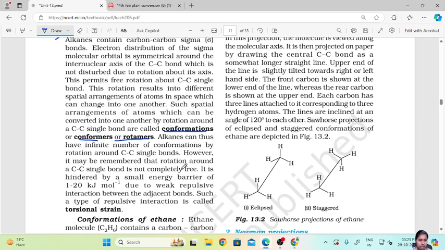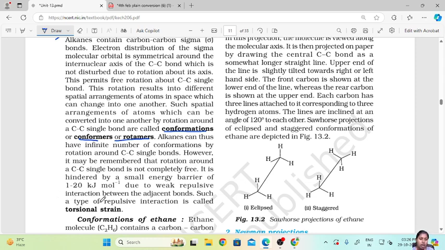Whenever you have a C-C single bond, it is not completely free. It is hindered by a small energy barrier of 1 to 20 kilojoules per mole due to weak repulsive interaction between the adjacent bonds. So whenever you rotate, it is not like it is smoothly rotating. There is certain repulsion which is faced, and that repulsion is 1 to 20 kilojoules per mole, not more than that. So that's why it doesn't affect that much, but there is still a small energy barrier to the rotation.